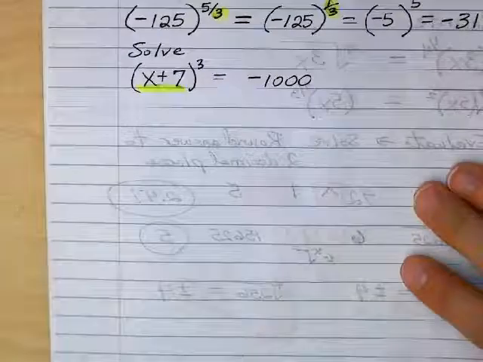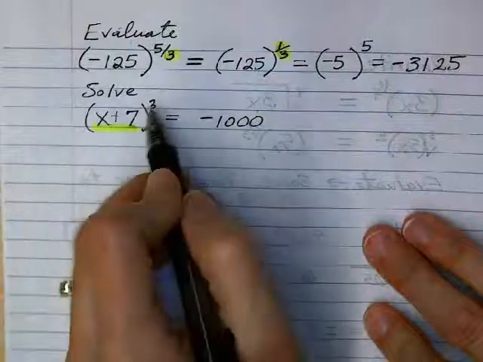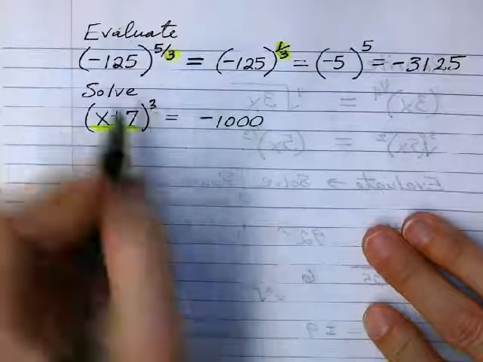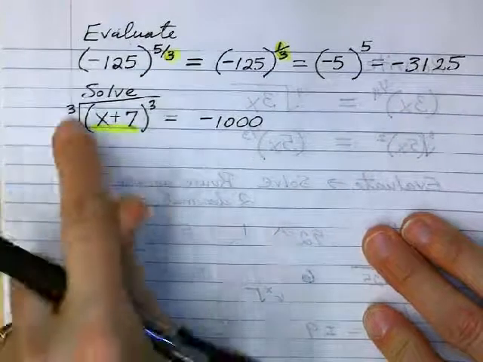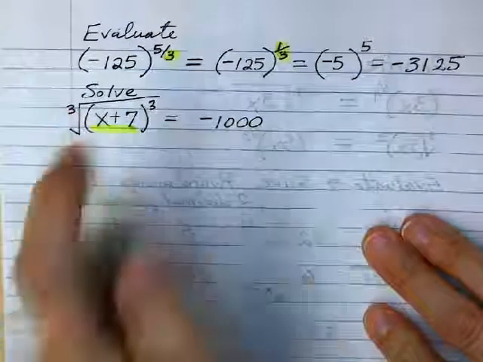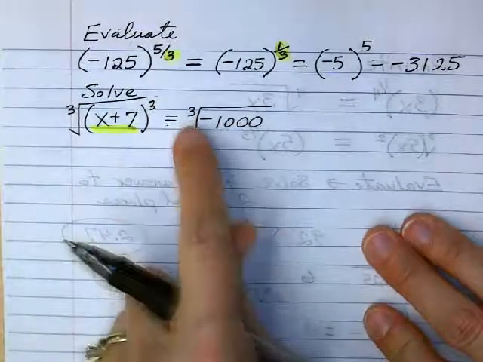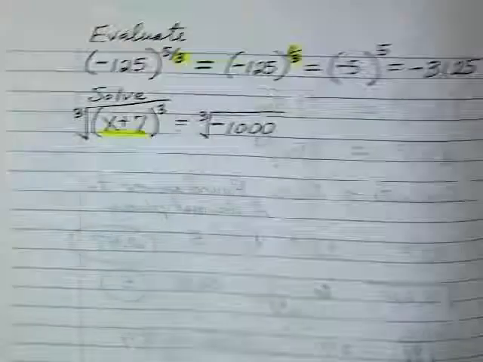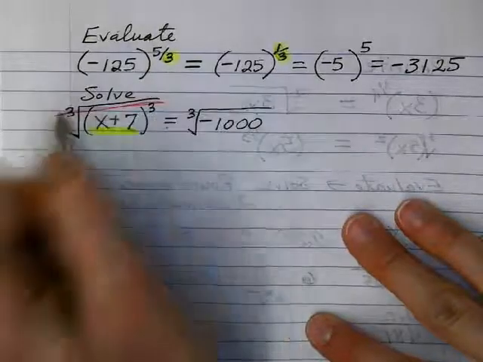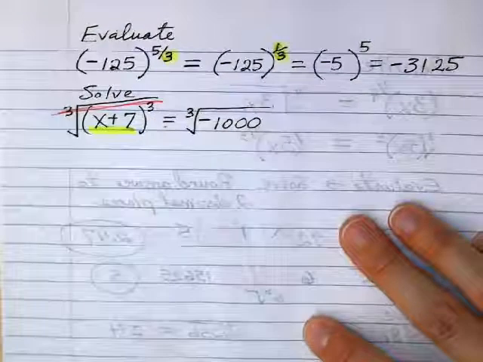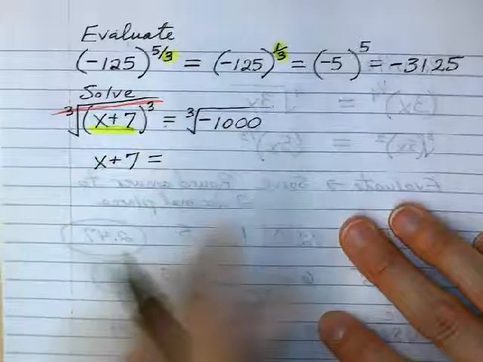Yeah, you have to do a root to get rid of this 3 right here. So what kind of root do we do? Yeah, we do a 3rd root, because that's a 3rd power. So you do the cubed root, they call it. That gets rid of the 3rd power. Good job. So that cancels the little 3, and we got x plus 7. Now we need to figure out what the cubed root of negative 1,000 is.